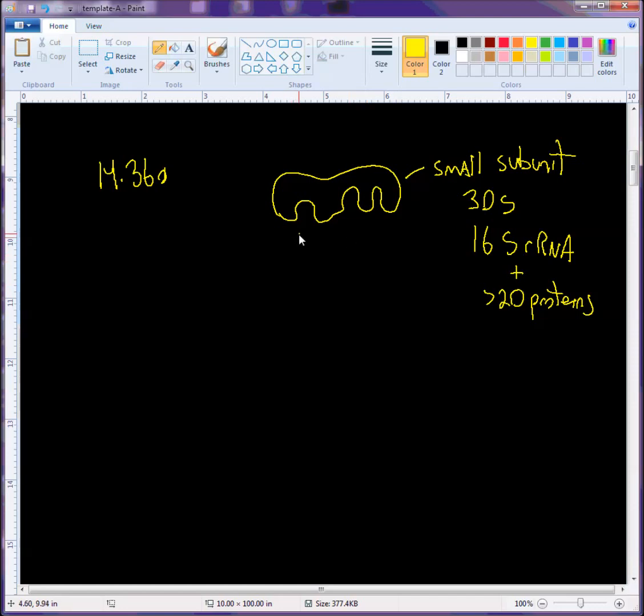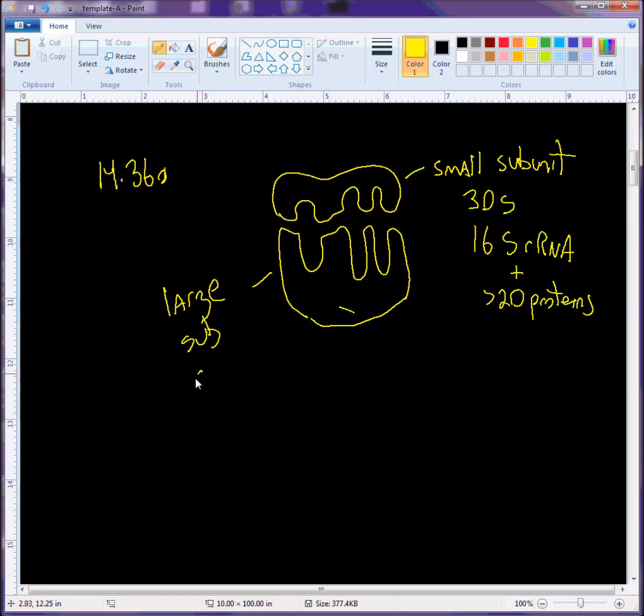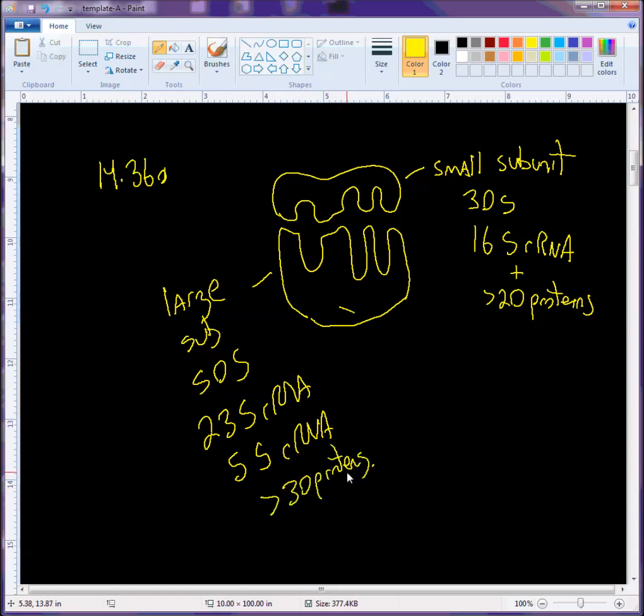And then we have the large subunit here, looking something like that. Large subunit, this is going to be 50S with the 23S ribosomal RNA and the 5S ribosomal RNA and over 30 proteins, 31 to be exact. And if this was a eukaryotic ribosome, we would have another one in here, right? We would have a 5.8S in here.